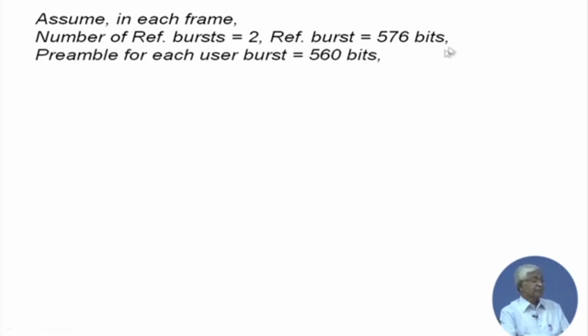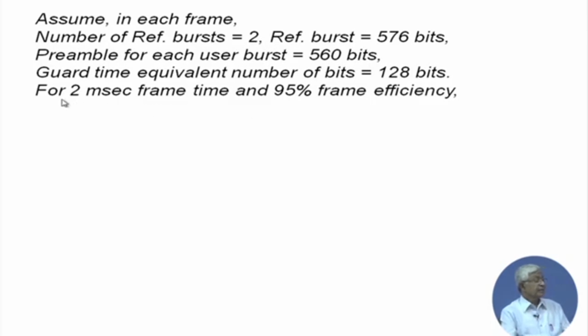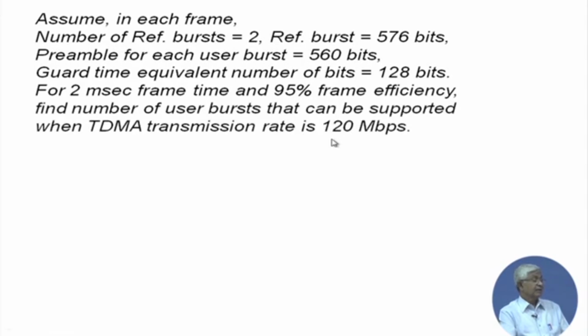These are some Intelsat type of TDMA numbers, practical numbers. Preamble for each user burst is 560 bits. Rest of the bits in a user burst is useful bits. This is the preamble bits, that is the overhead bits. So, you have reference burst 2 times of reference bits and user preamble n times if there are n users, and guard time equivalent bits are 128 bits. Let us take a 2 millisecond frame time and the efficiency of 95%, and of course, the bit rate is 120 megabits per second, that is the transmission rate of the user burst.